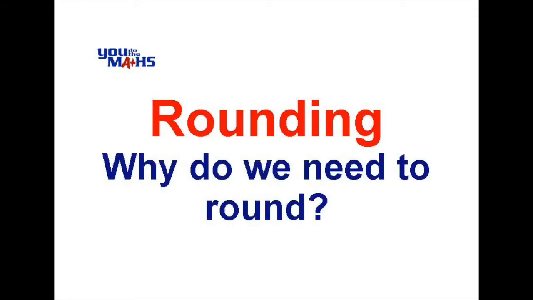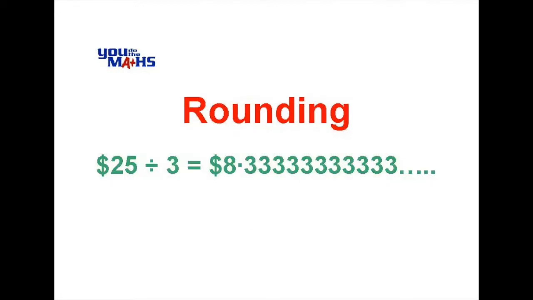First question would be, why do we need to round numbers? One example might be where we have $25 shared amongst 3 people. Now if we share $25, it's like dividing money. So in this case 25 divided by 3.